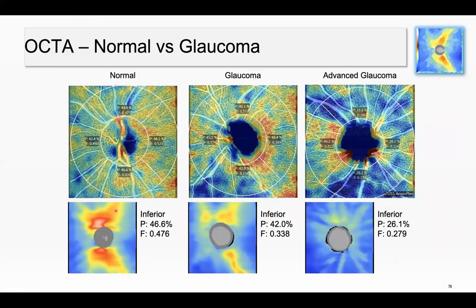Also, the exciting new development is OCT angiography. You see normal and glaucoma and advanced glaucoma patients. I think in the future, it will become more important for clinical practice.